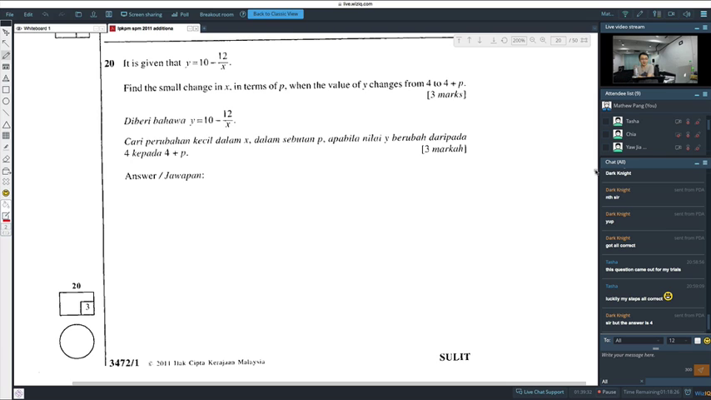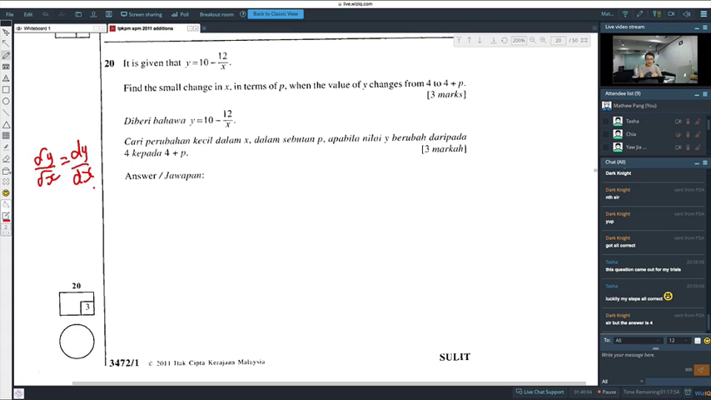Okay, question 20. y equals 10 minus 12 over x. Find the small change in x in terms of p when the value of y changes from 4 to 4 plus p. Okay, this kind of question is a small change question. For small change questions, you have to remember one formula, which is change of y over change of x equals dy/dx.